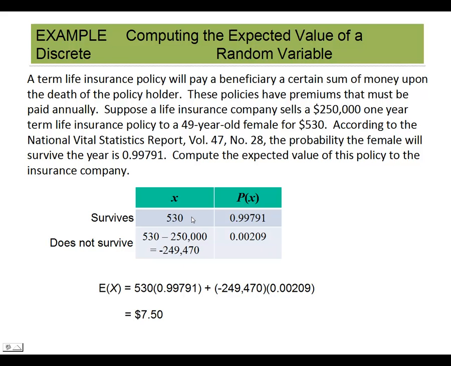So if they survive, they collect a net 530 from the people. If the person does not survive, they end up paying out $249,470, so we leave this as a negative value. So the expected value of the policy per person is going to be the probability that somebody survives multiplied by the value they're going to get, so 530 times the probability that the person survives, and they're going to add that to negative 249,470, which is the payout minus the premium, multiplied by the probability that a person dies. And that comes out to about $7.50.